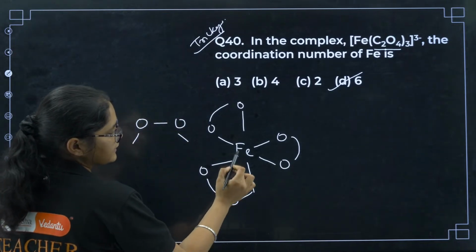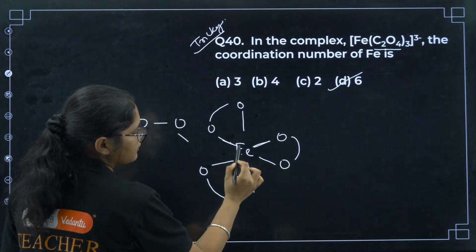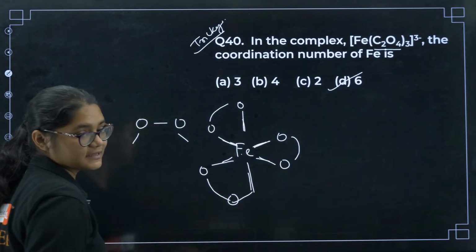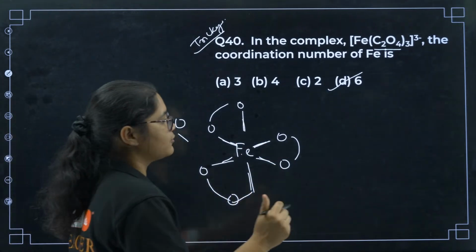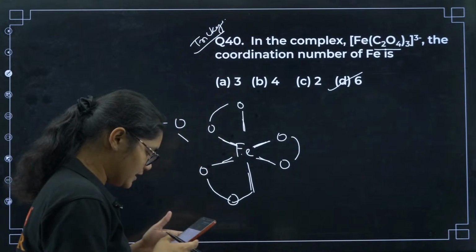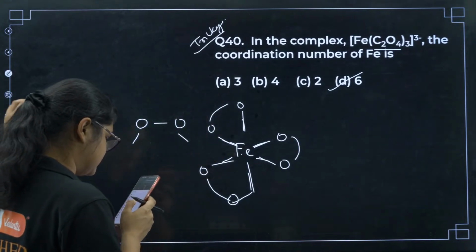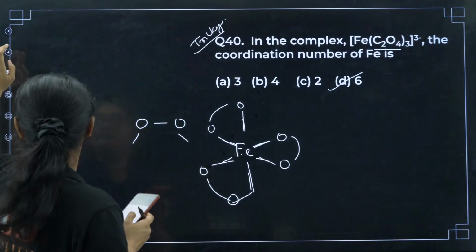So now you can see this Fe is having how many bonds? 1, 2, 3, 4, 5 and 6. 3 ligands but 6 bonds. So coordination number has to be 6 here. Okay. Yes, 40D is the correct answer.